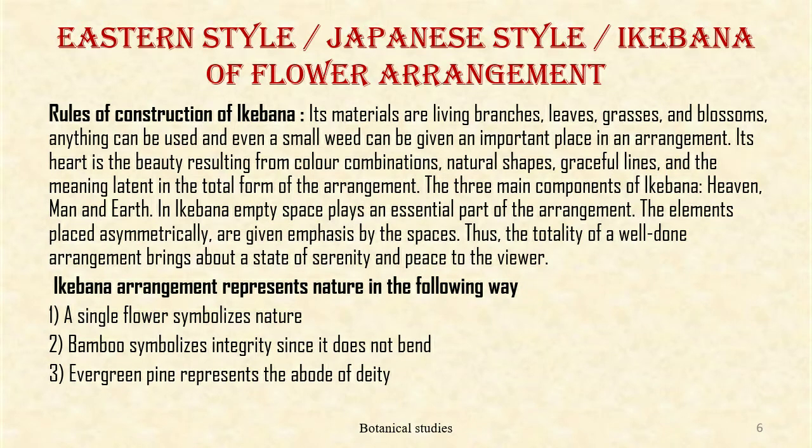Rules of construction of ikebana. Its materials are living branches, leaves, grasses, and blossoms. Anything can be used, and even a small weed can be given an important place in an arrangement. Its heart is the beauty resulting from color combinations, natural shapes, graceful lines, and the meaning latent in the total form of the arrangement. The three main components of ikebana are heaven, man, and earth.